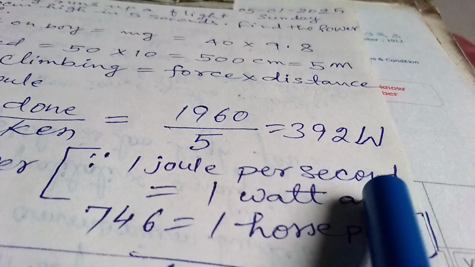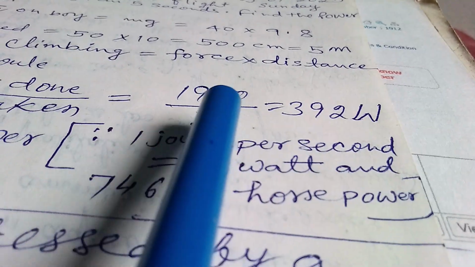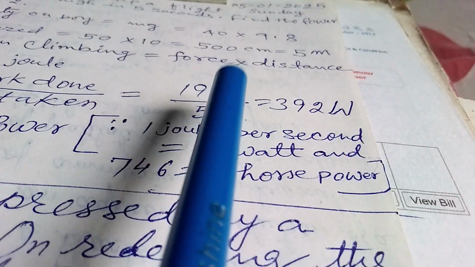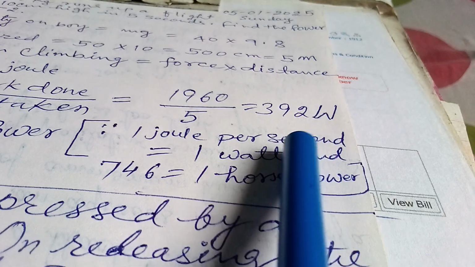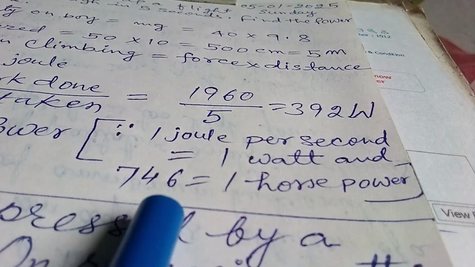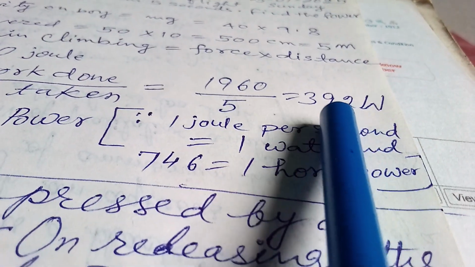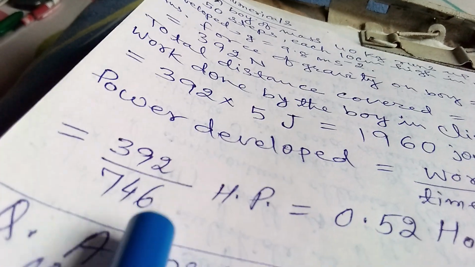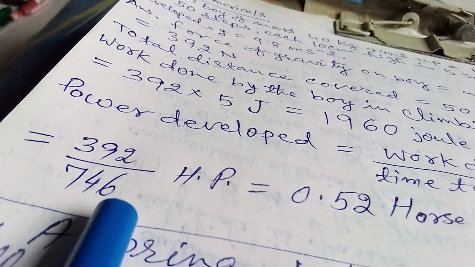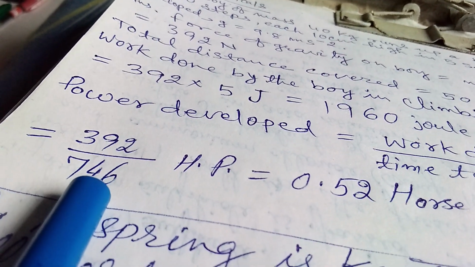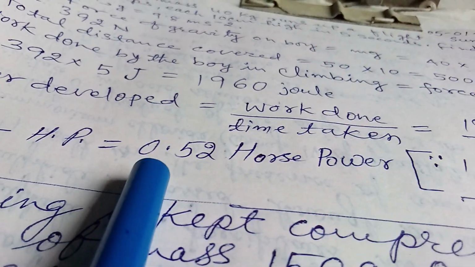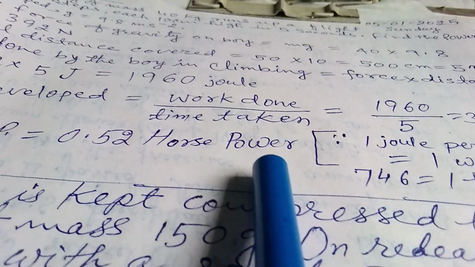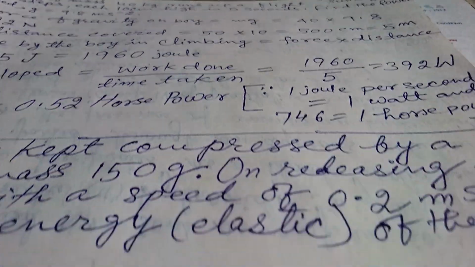Since 1 joule per second is equal to 1 watt. That's why here, work done is in joule and time taken is in second, so joule per second equals watt. And 746 watt equals 1 horsepower. So this 392 watt should be converted into horsepower, so it will be divided by 746. So 392 by 746 becomes horsepower, and that is equal to 0.52 horsepower, that is HP. This is the answer.